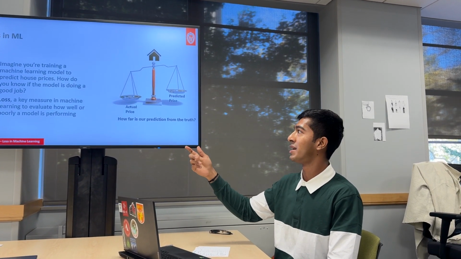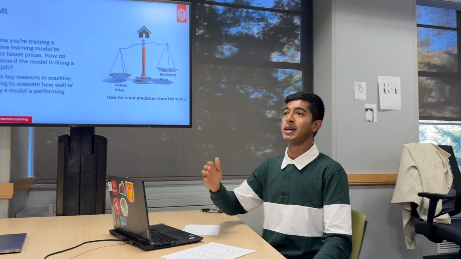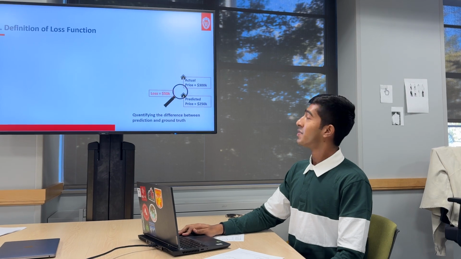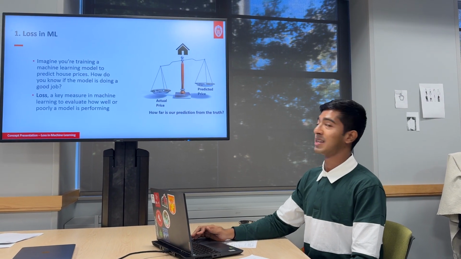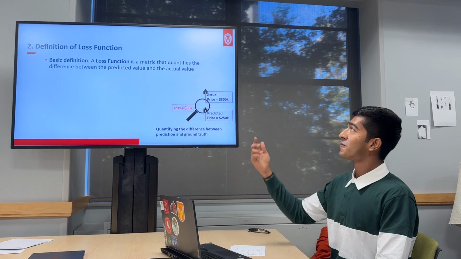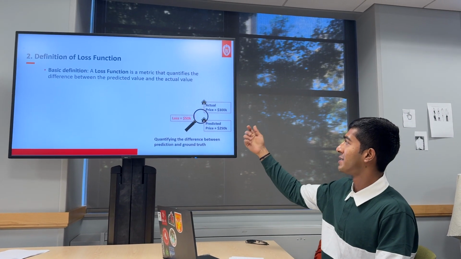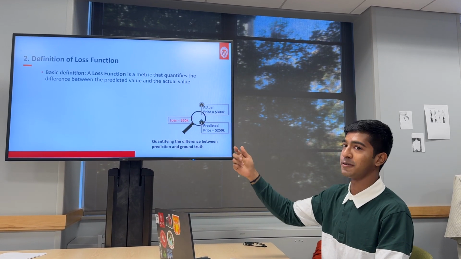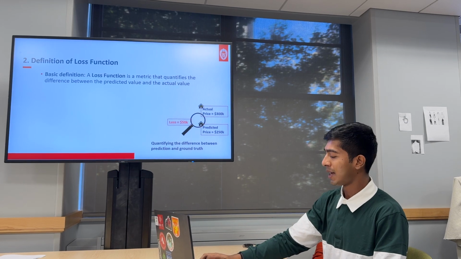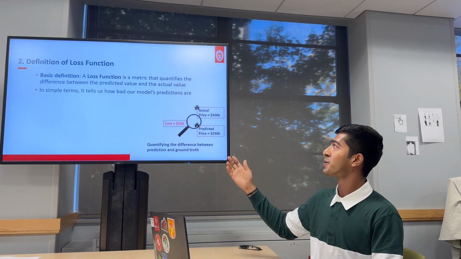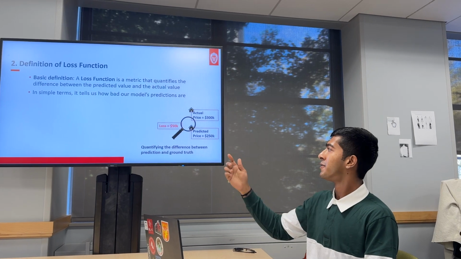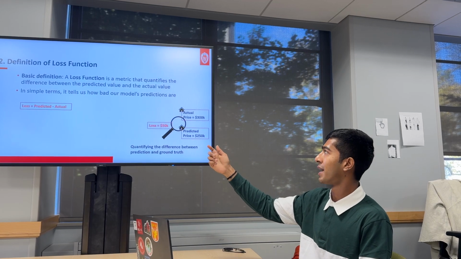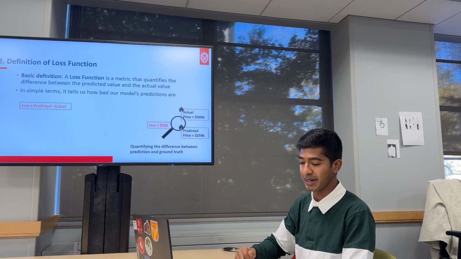So loss is a key measure in machine learning that lets us evaluate how well or poorly a model is performing. Just going a bit for making a formal definition out of that: a loss function is a metric. For example, we saw that the actual price and the predicted price were different. So a loss can be a metric that quantifies the difference between the predicted value and the actual value. Loss also tells us how bad our model's predictions are. For example, the loss could be as simple as just the subtraction of the actual price and the predicted price.